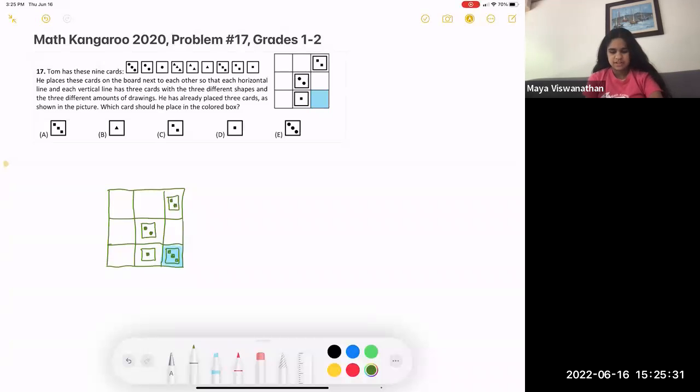Well, if we look at the instructions, we know that each horizontal line and each vertical line has to have 3 cards with 3 different shapes. And if we look at this line here, we see that there are 2 cards there and they have the same shape. And so we know that out of our 5 answer choices, we can already cross out A. Because if we put A in, then we would have 2 of the same shape on one line.